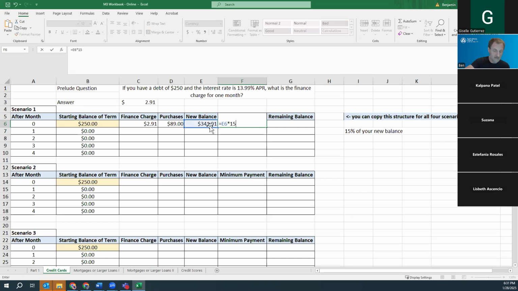Just don't forget the percent symbol. Either 0.15 or just say 15%. Excel knows what to do with the percent sign. But don't do 15, because multiplying by 15 is a really big payment. That doesn't make any sense. I hope you would look at that and say, that doesn't make sense. Okay. 15% is about $50.